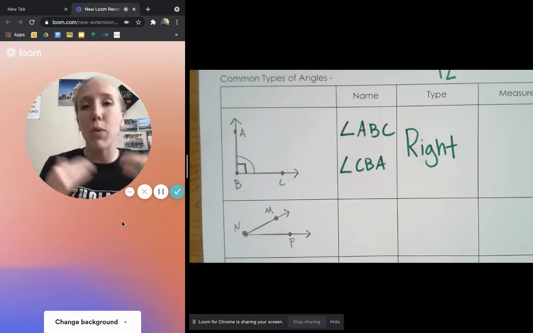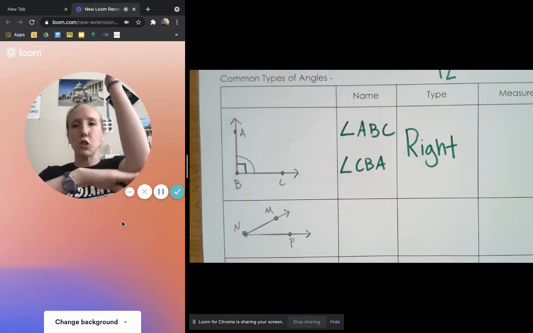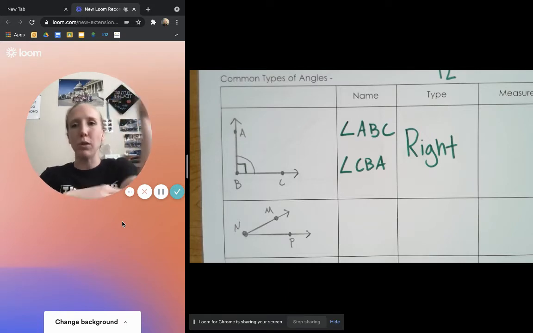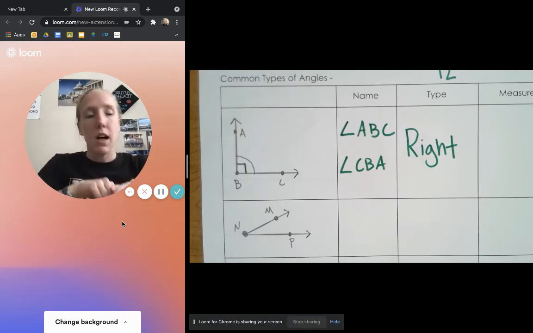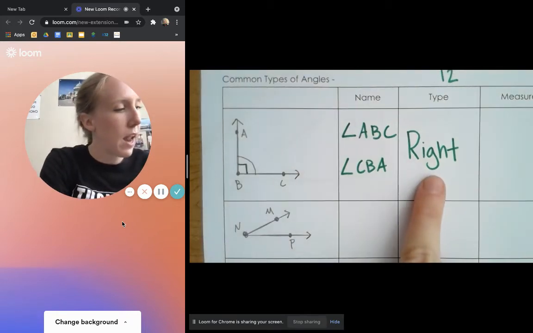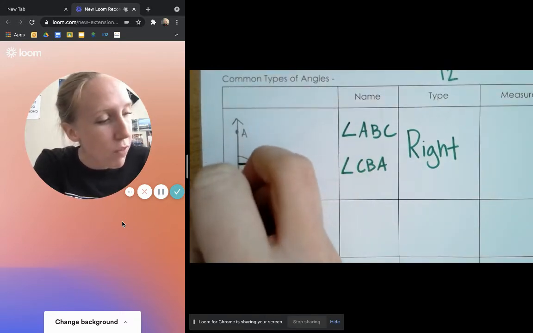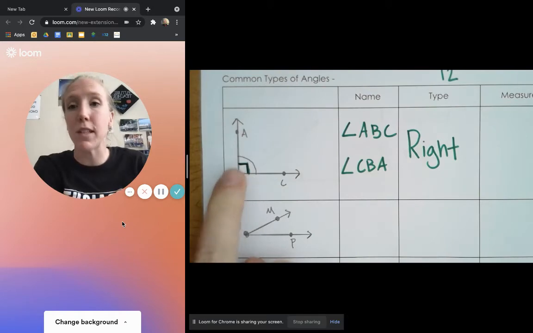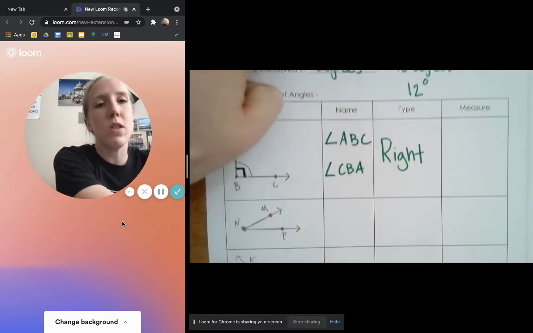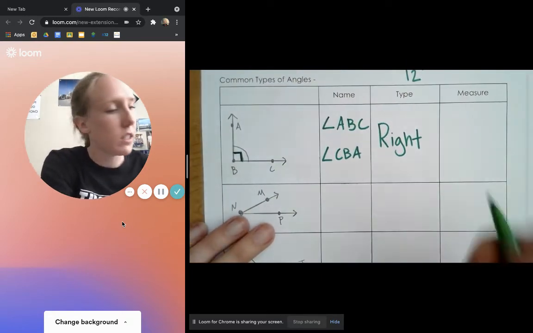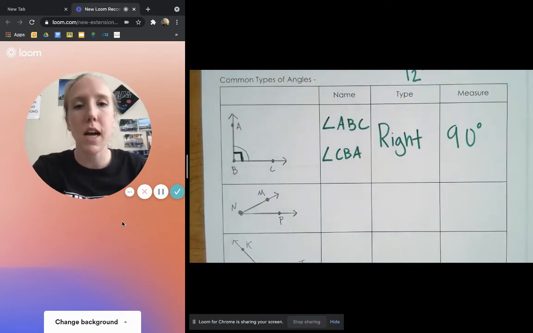You can think of a right angle as a perfect corner, where it's straight perpendicular, which is a word maybe you don't know, to the other line. And so that's a right angle. You can always tell right angles right away if they have this. Not all right angles have it, but if it does have that, it is a right angle. And the measure of any right angle in the universe, every single right angle in the universe, is 90 degrees.